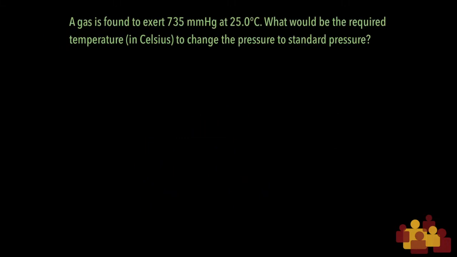Here is an example. A gas is found to exert 735 millimeters of mercury at 25 degrees Celsius. What would be the required temperature in Celsius to change the pressure to standard pressure? So before I solve this problem, I encourage you to pause this video and try it on your own using our Gay-Lussac's law equation. P1 over T1 equals P2 over T2.